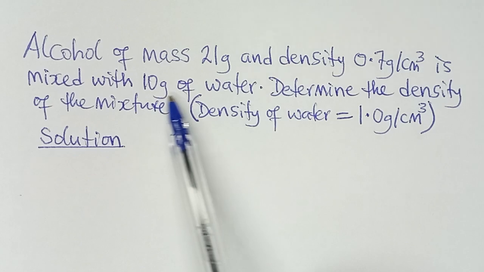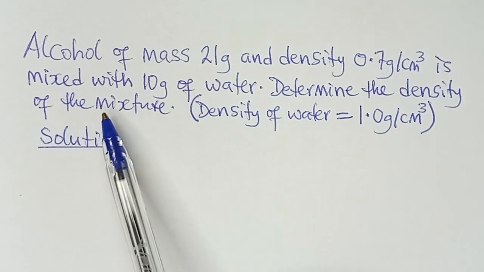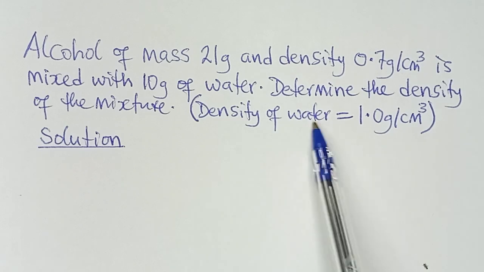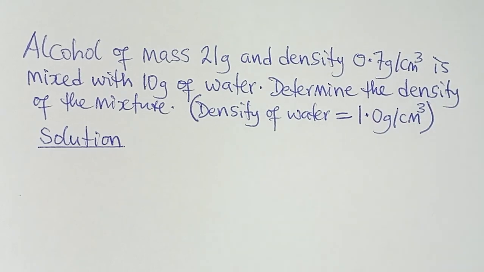The question here says alcohol of mass 21 gram and density 0.7 gram per centimeter cube is mixed with 10 gram of water. Determine the density of the mixture. And we're given the density of water as 1.0 gram per centimeter cube.